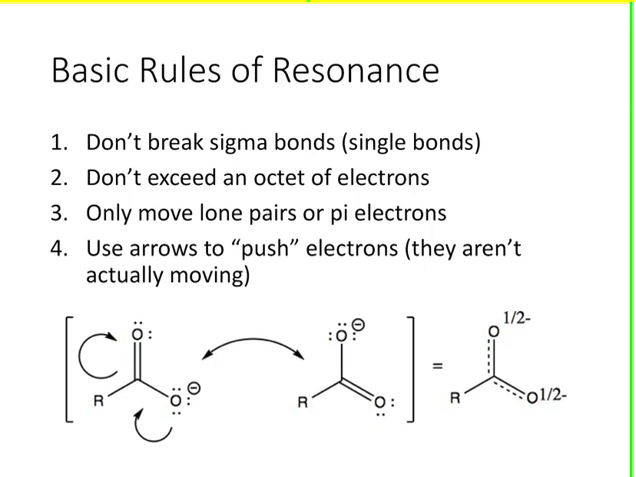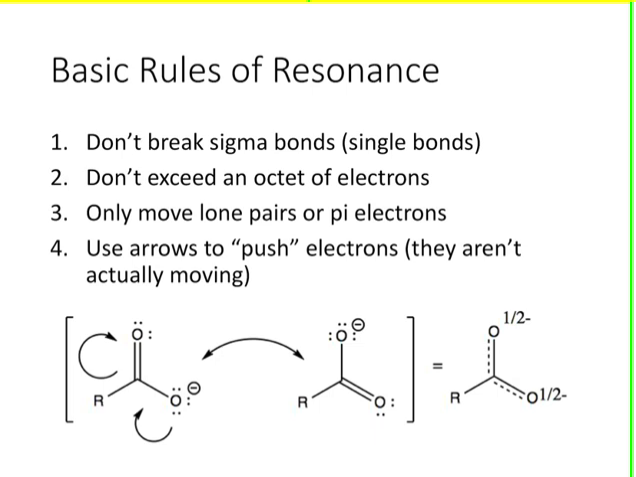In this video, we're going to continue our discussion on resonance structures. There's a few rules that we need to follow when we're drawing resonance structures. Number one, we don't break sigma bonds, also known as single bonds. Number two, we don't exceed an octet of electrons on any of our atoms. So for instance, carbon wouldn't have 10 electrons. It would only want 8 electrons.